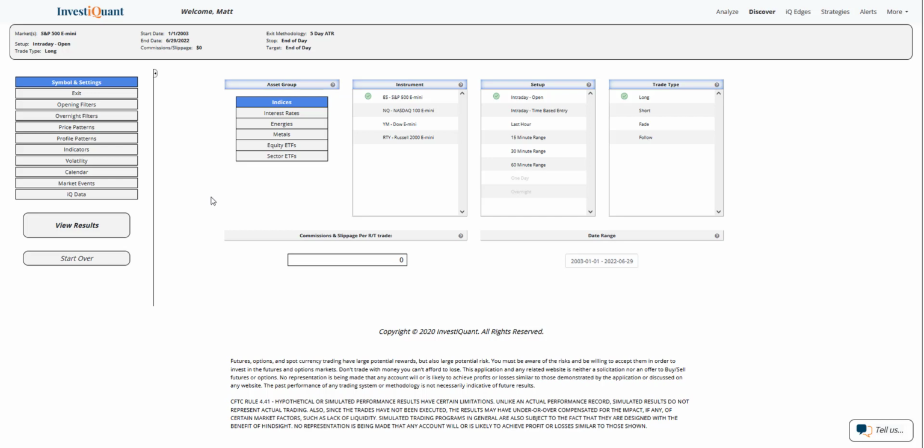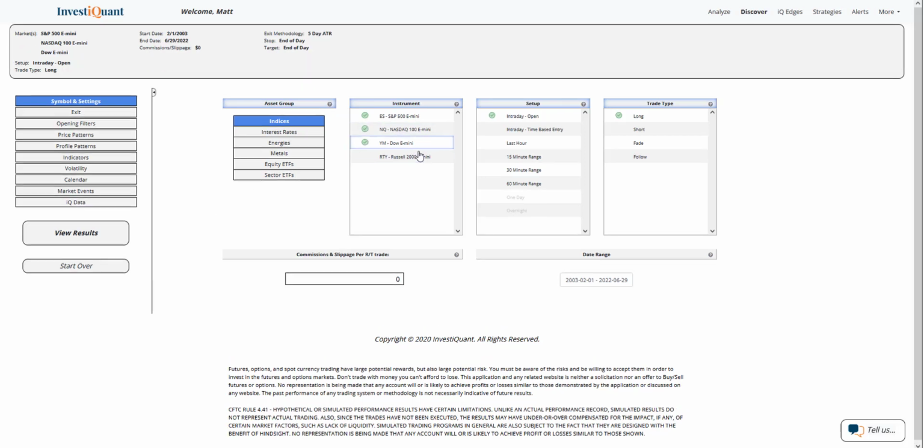Today is Wednesday, June 29, 2022. Today is the second to last trading day of the month, and that's what we're going to be looking at this morning in Discover. So let me go ahead and get this set up using all four instruments.